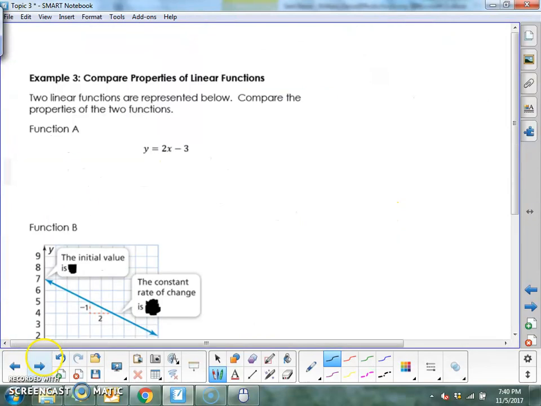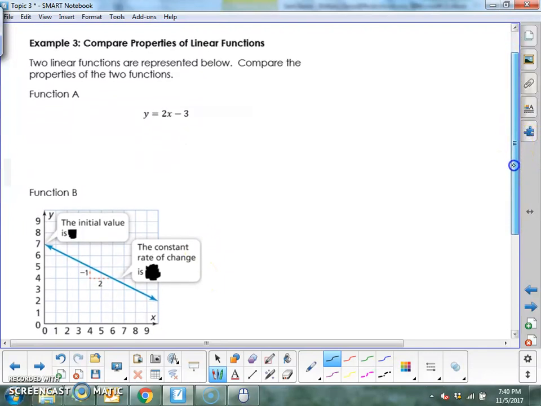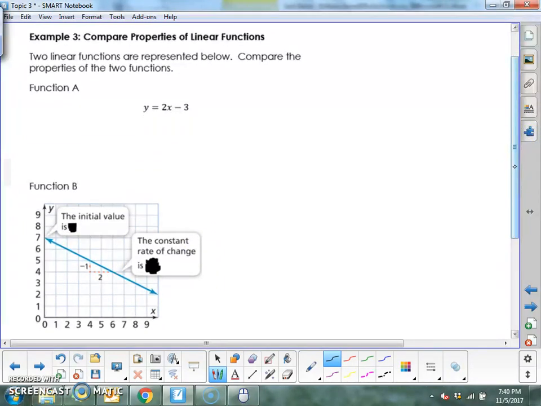All right, and then the third example, compare properties of linear functions. So this is when you're given two, looking at their rate of change and their initial value. For this example, for function A, they gave me an equation. So I have y equals 2x minus 3. If you remember back when we did linear relationships, the form was y equals mx plus b, the m was your slope or your rate of change and the b was your y-intercept.